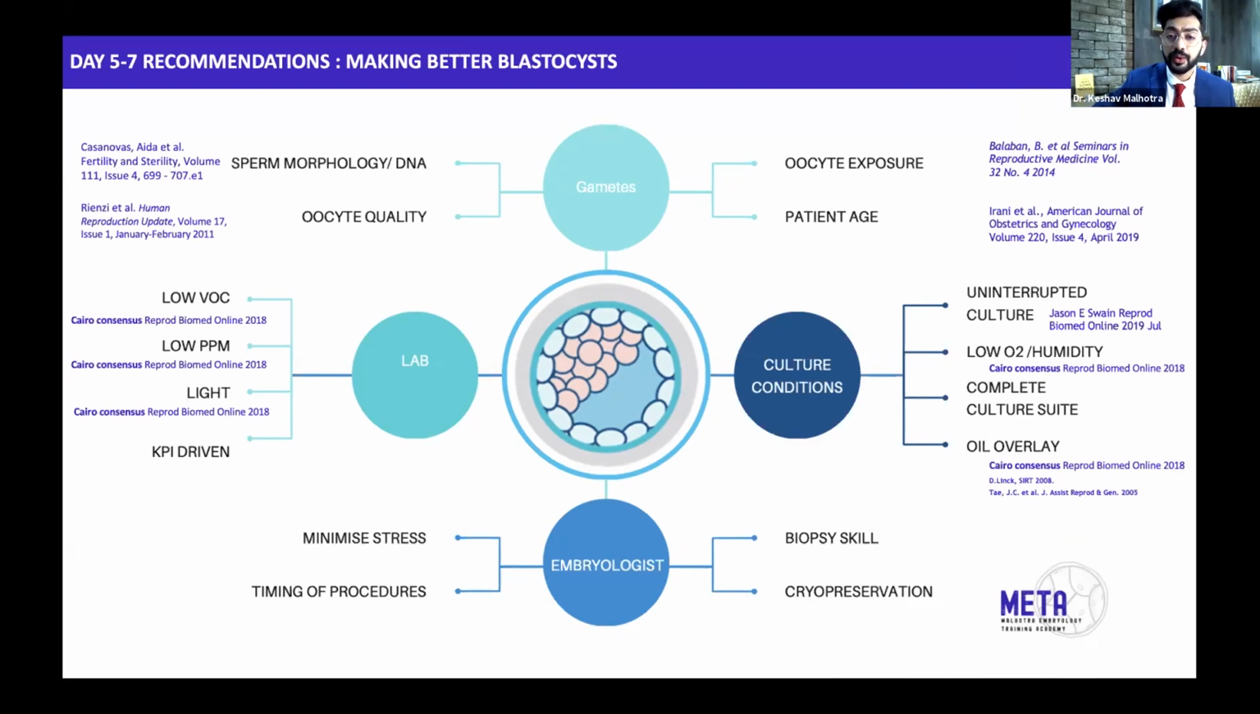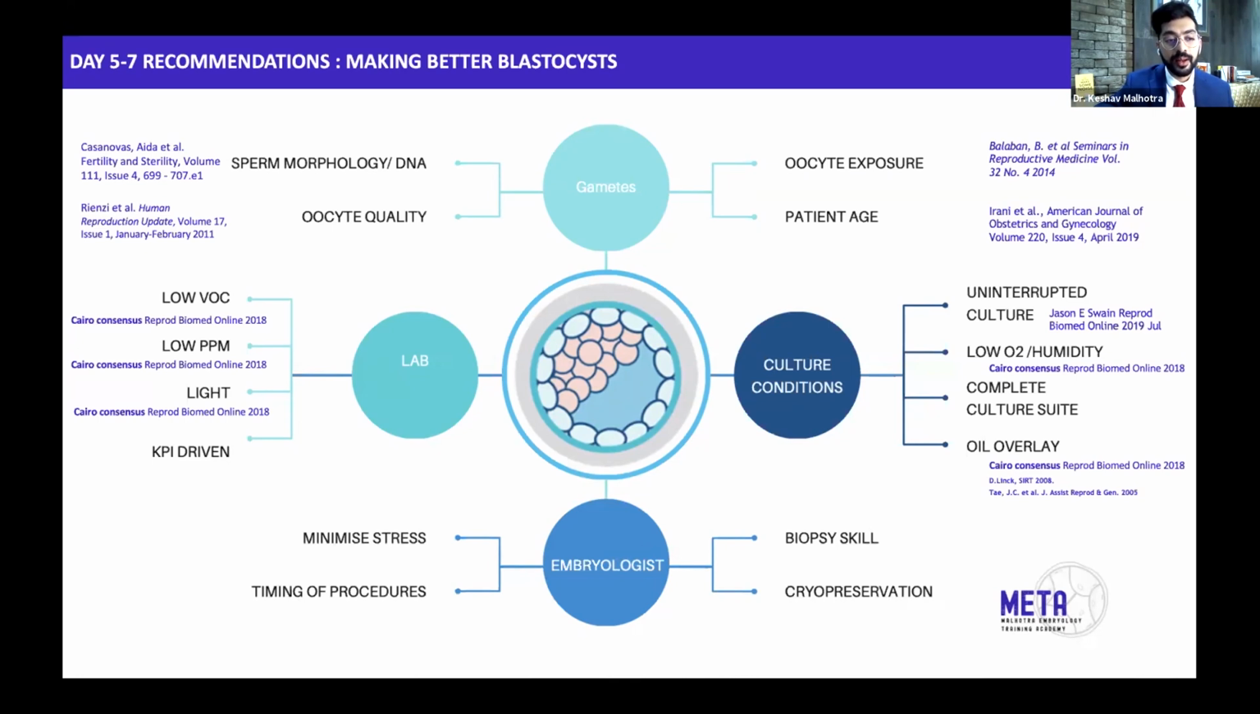We all know the effects of oxygen tension and humidity, and again, having a humidified incubator with low oxygen tension will give you better blastocyst utilization rates. You also have to look at the culture suite that's present, and having a complete culture suite which is rich with essential amino acids, non-essential amino acids, etc., actually gives you better blastulation. And again, Professor Meo just talked about oil overlay, and that can also really influence the results.